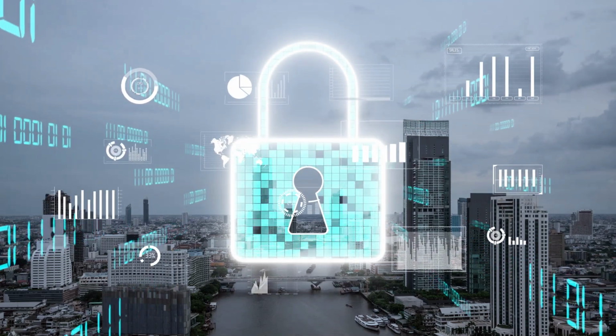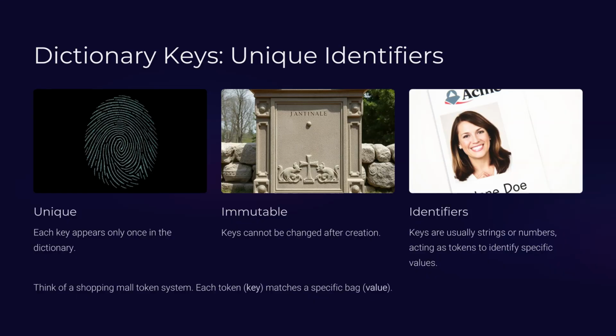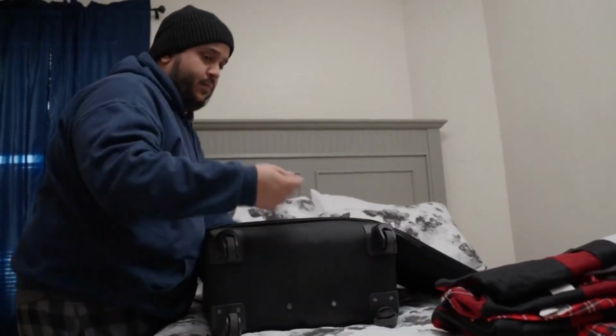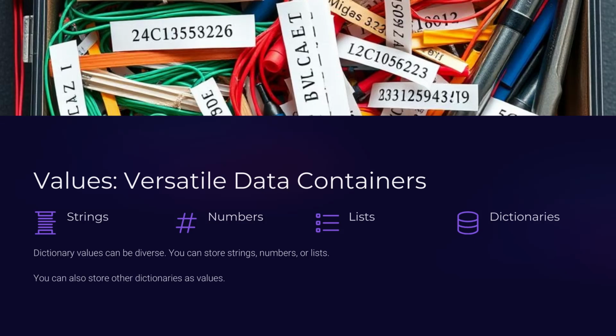First, keys must be unique. Each key can only appear once in a dictionary. Keys are usually strings or numbers, but they can be any immutable data type. Now, the values in a dictionary can be anything. You can store strings, numbers, lists, or even other dictionaries as values. This flexibility allows you to work with a variety of data.